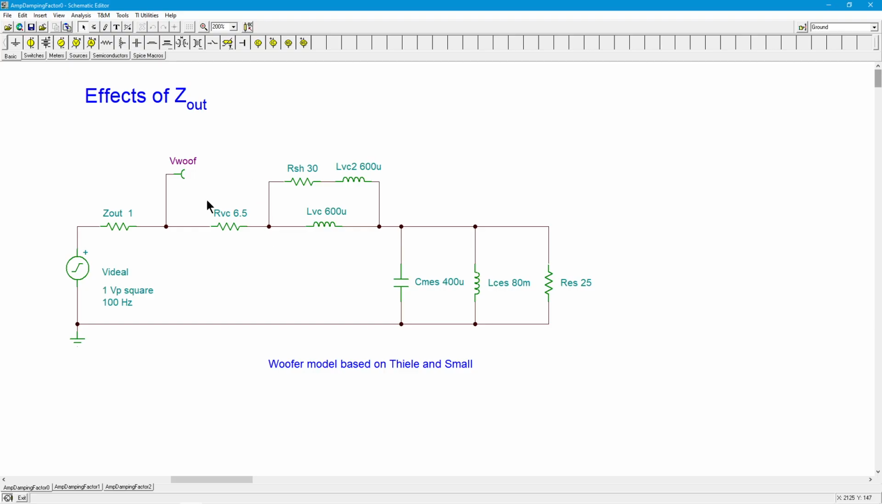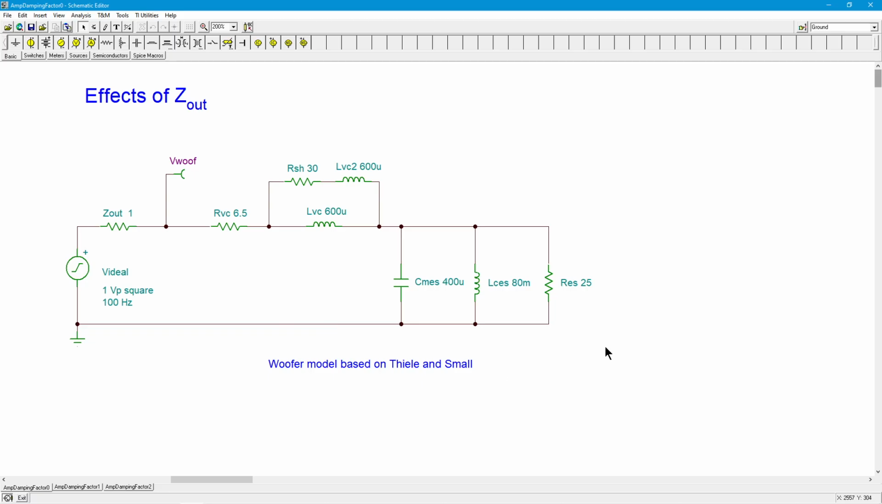All right, so let's do a quick transient analysis on this. I'm throwing in a 1 volt peak square wave, 100 hertz. If everything was perfect, what I'm calling V woof over here, because this is my woofer model, should also produce a nice square wave. It will, of course, be a little bit lower in amplitude because we're going to lose a little bit of the signal on the Z out, basically forming a voltage divider between this Z out and this.